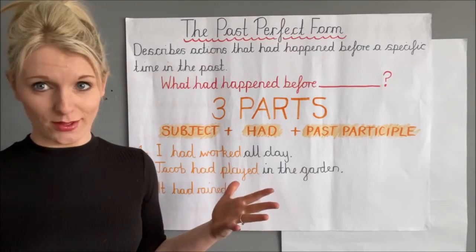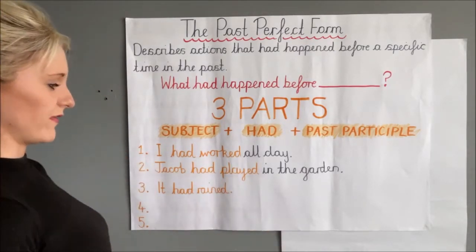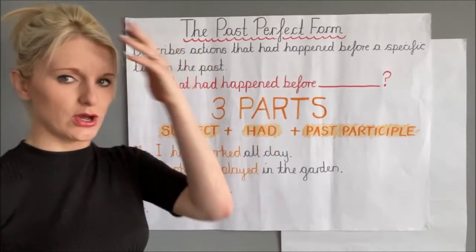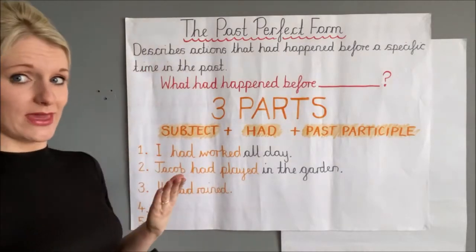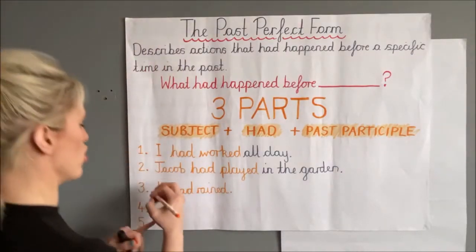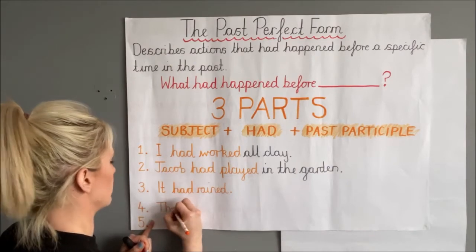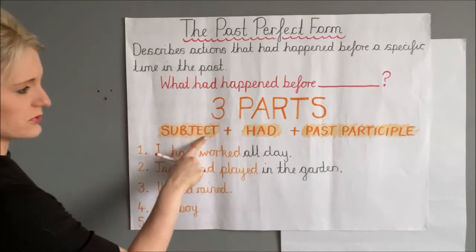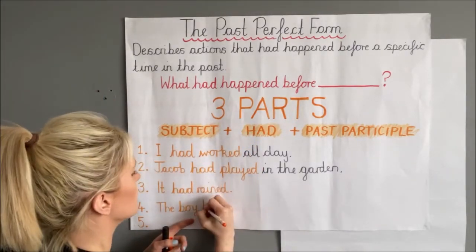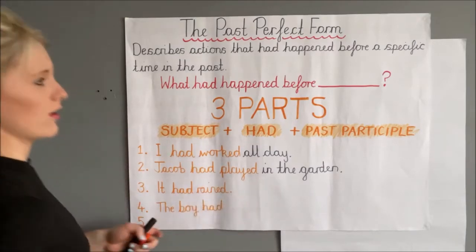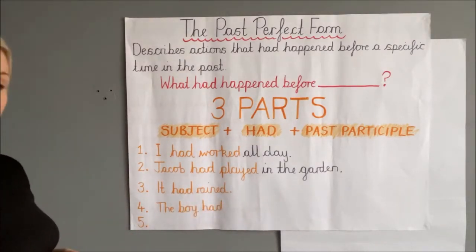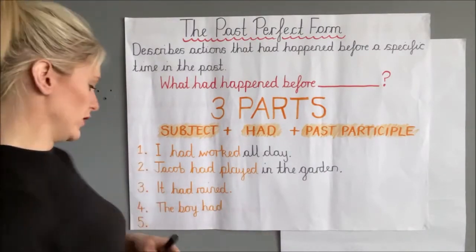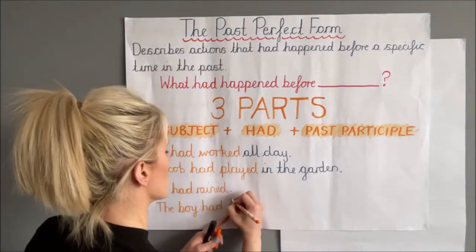or what had happened before the ambulance arrived? Okay, so I'm going to be giving a little bit of information, and I'm going to say that it was a boy and that he fell in the road. So what had happened before the ambulance arrived? My subject would be the boy, because he's the one who did the falling. So I'm going to say the boy is my subject. I need to use had, because that is always the second part of the past perfect form. And then my past participle of the verb to fall is fallen. The boy had fallen.